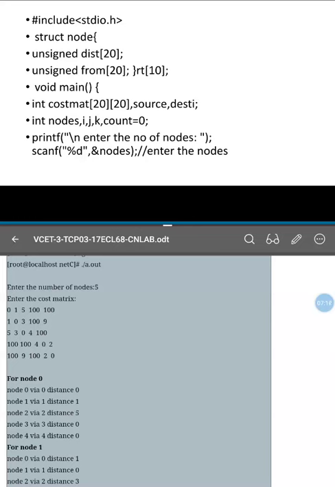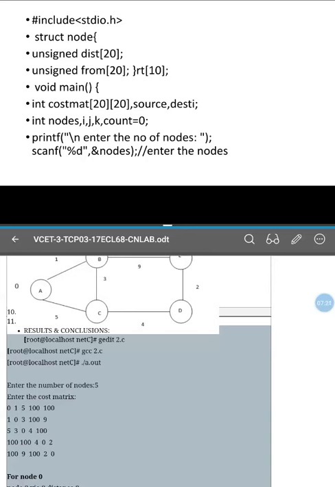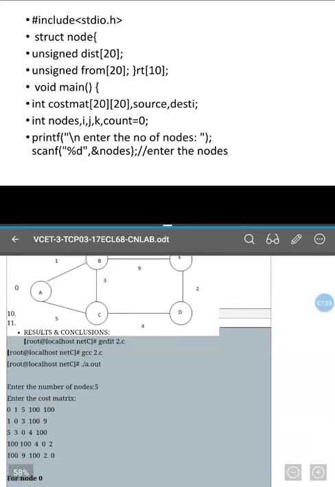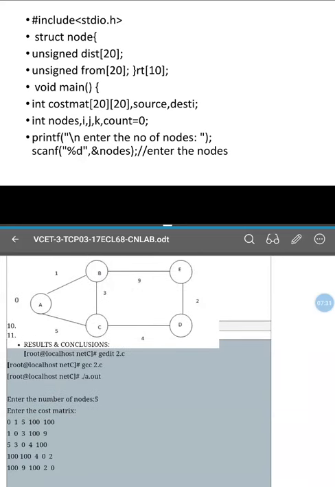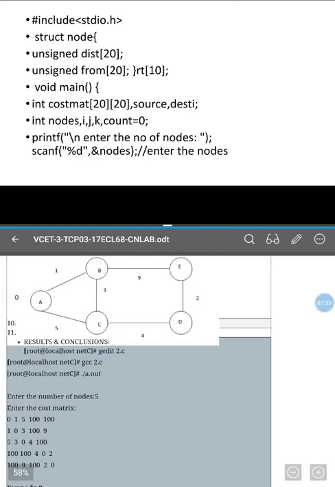Similarly, considering the second row, it will be the distance from B. First one is from B to A, 1. Second is B to B, so 0. B to C is 3. B to D is not directly connected, so 100. B to E is 9. Similarly C, D, E. This is how the cost matrix is written. That is the first step.